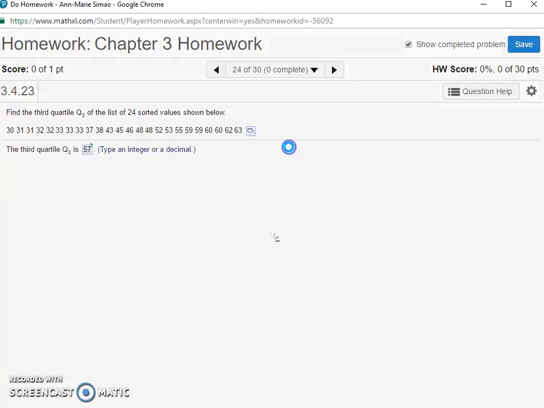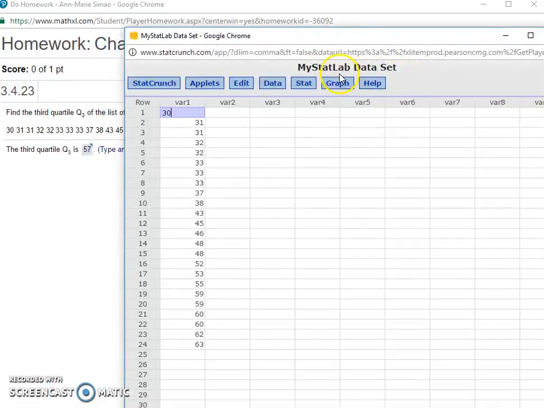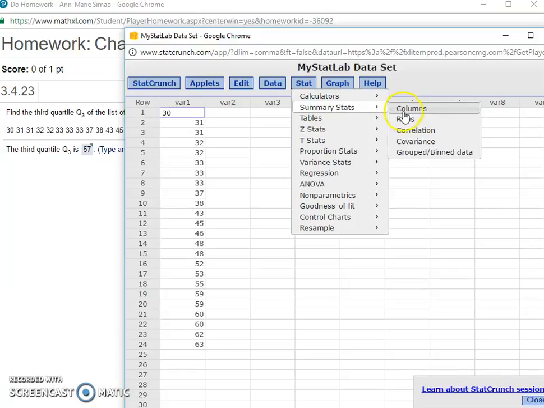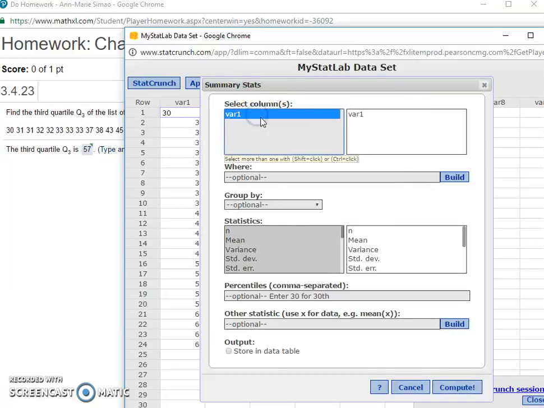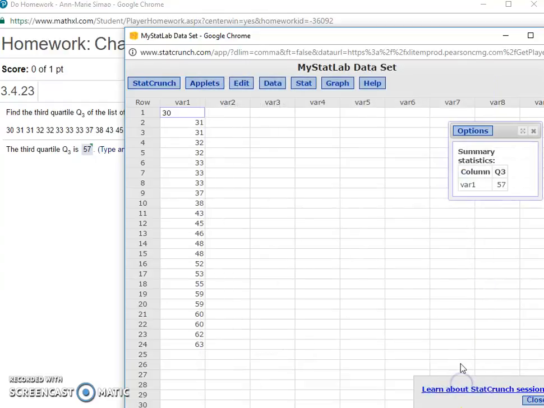I'm going to click on this, open StatsCh3. Again, we're going to do a summary stats columns. Select your variable 1, and in here I have a Q3. Compute, my Q3 is 57. 57 is the correct answer for this one.